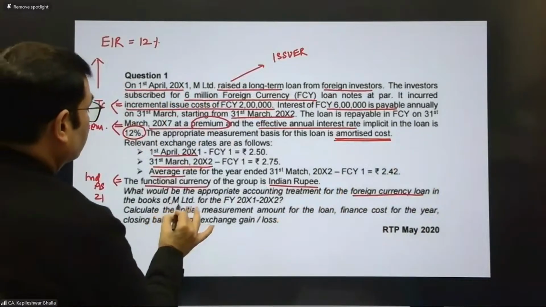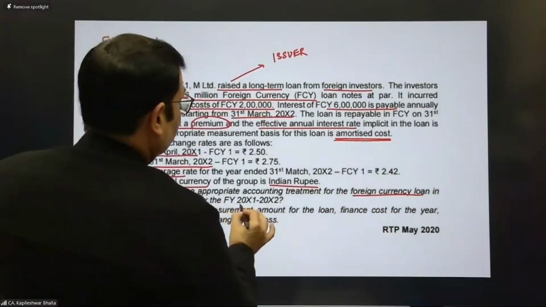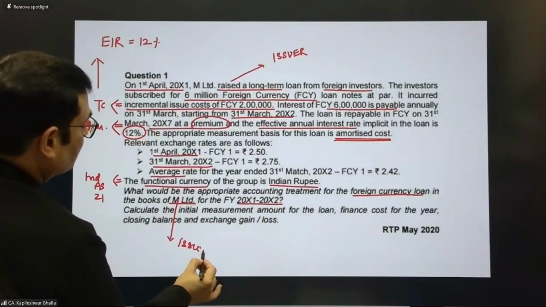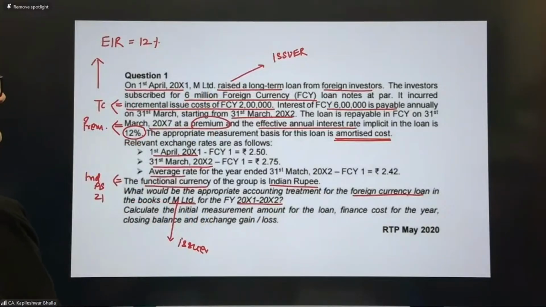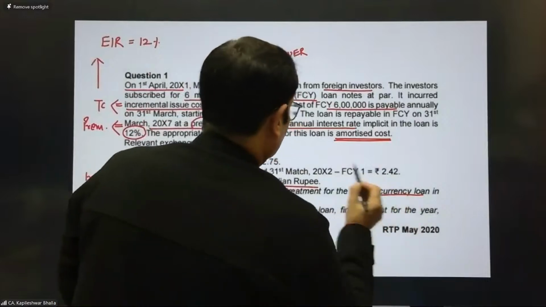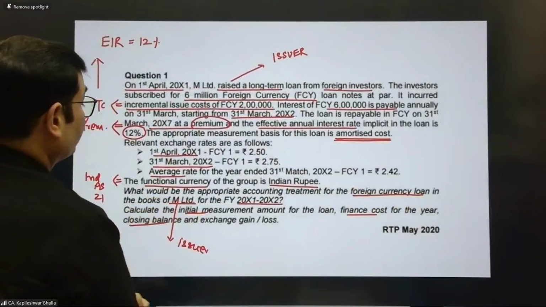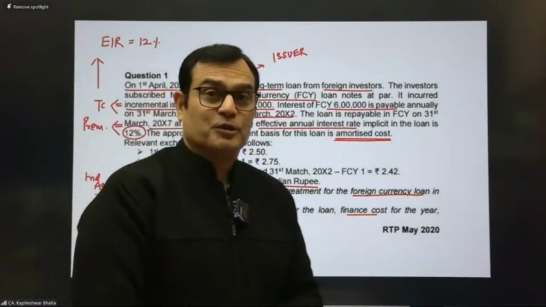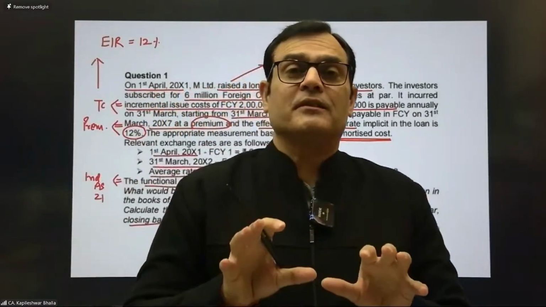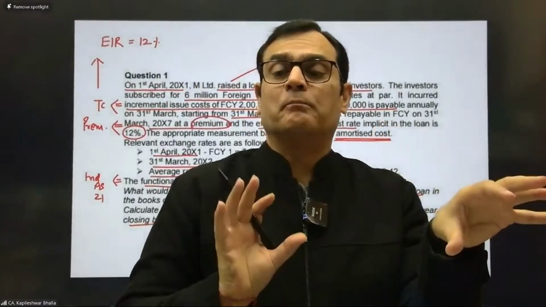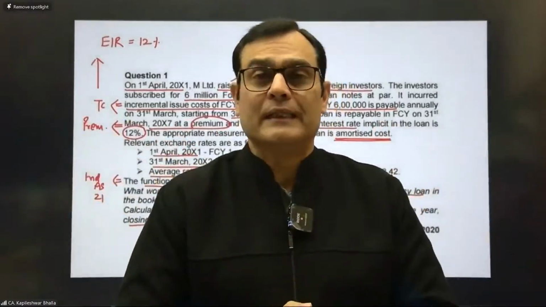And then it says what would be the appropriate accounting treatment for the foreign currency loan in the books of M Limited for the year X1, X2. M Limited, we have already seen, is supposed to be the issuer. So we're looking at the perception of the issuer. And then it says calculate the initial measurement of the loan, calculate the finance cost for the year and the closing balance and even the exchange gain or loss. So a couple of things asked in the question. I think it's a good question, testing your understanding on Ind AS 109, financial liability accounting, blending it with the concept of Ind AS 21. Do you know which items are converted at which rate?